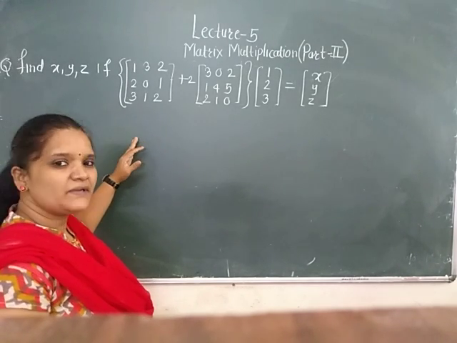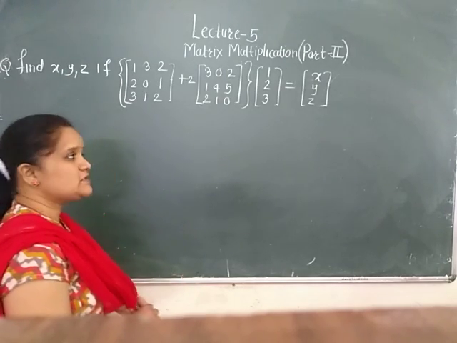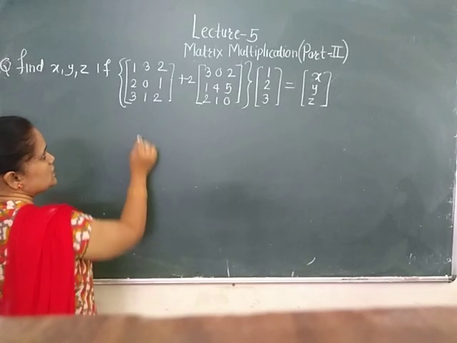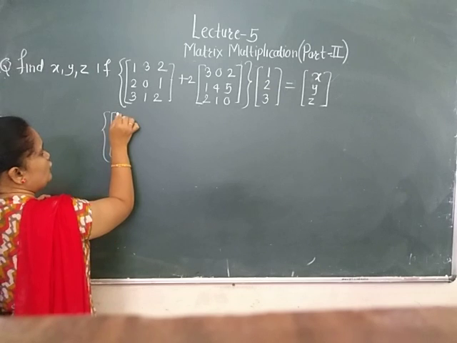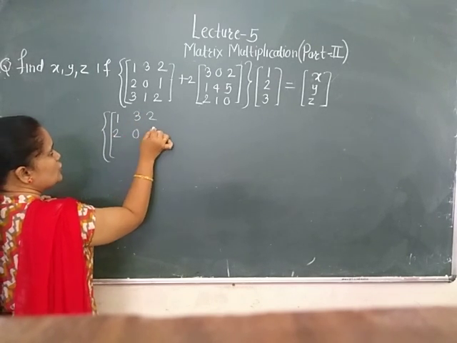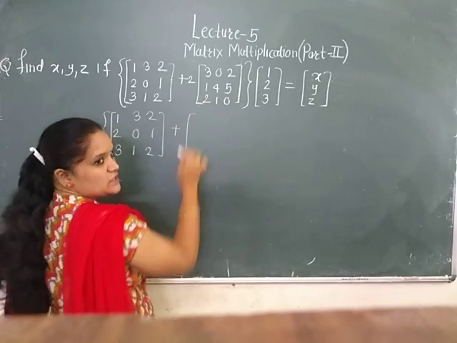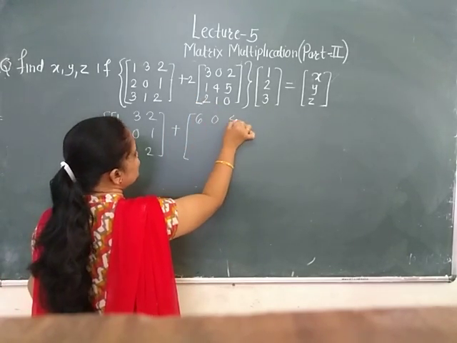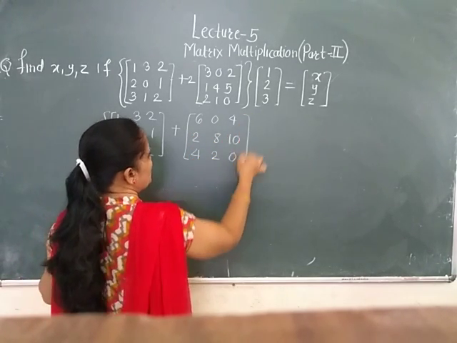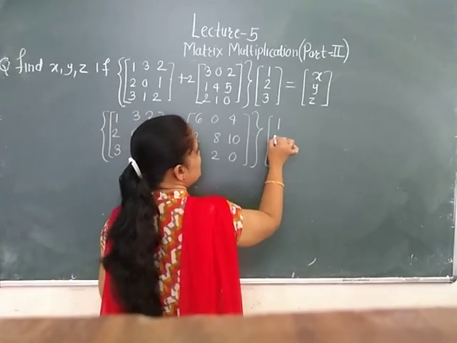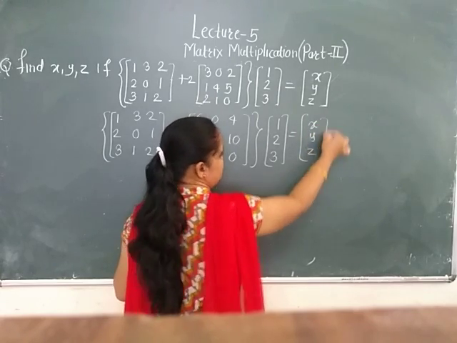Another question of the previous type. In this also we have to find out the values of x, y, z. So first of all, we start with the multiplication here. We will multiply by 2 here. So here it becomes 1 3 2, 2 0 1, 3 1 2, plus, if we multiply this matrix with 2, it becomes 6 0 4, 2 8 10, 4 2 0. Outside matrix 1 2 3 is equal to x, y, z.